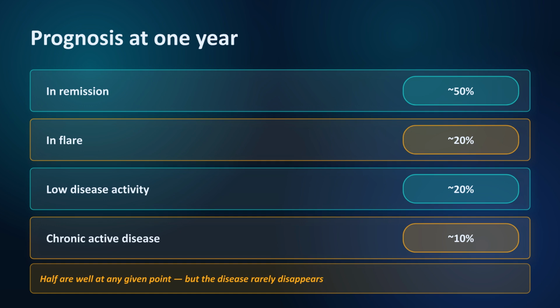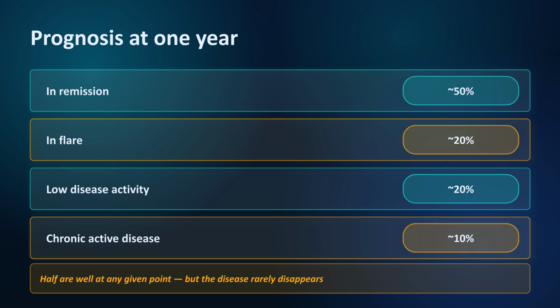Read that as a whole. Half of patients are well at any given moment, which is genuinely reassuring for a young person hearing this diagnosis. But the other half are not. And the disease rarely simply disappears. Set that expectation at the first visit, rather than at the first relapse.